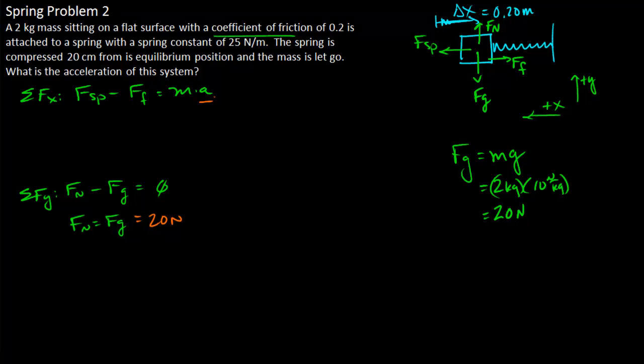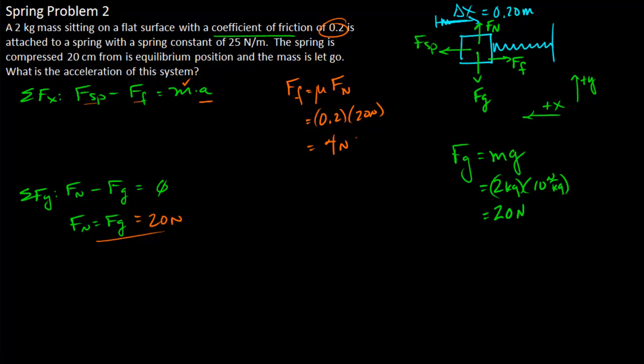Now we're looking for the acceleration, which shows up in our sum of the forces in the x equation. To find the acceleration, we need everything else. We have the mass already, that's good. We don't have the spring force, and we don't have the friction force. But luckily in this case, we can find both of those. I can go to my friction equation. The force of friction is the coefficient of friction times the normal force. I was given the coefficient of friction, and I found the normal force using my y equation. So this number is 0.2 times 20 newtons, which gives a friction force of 4 newtons.